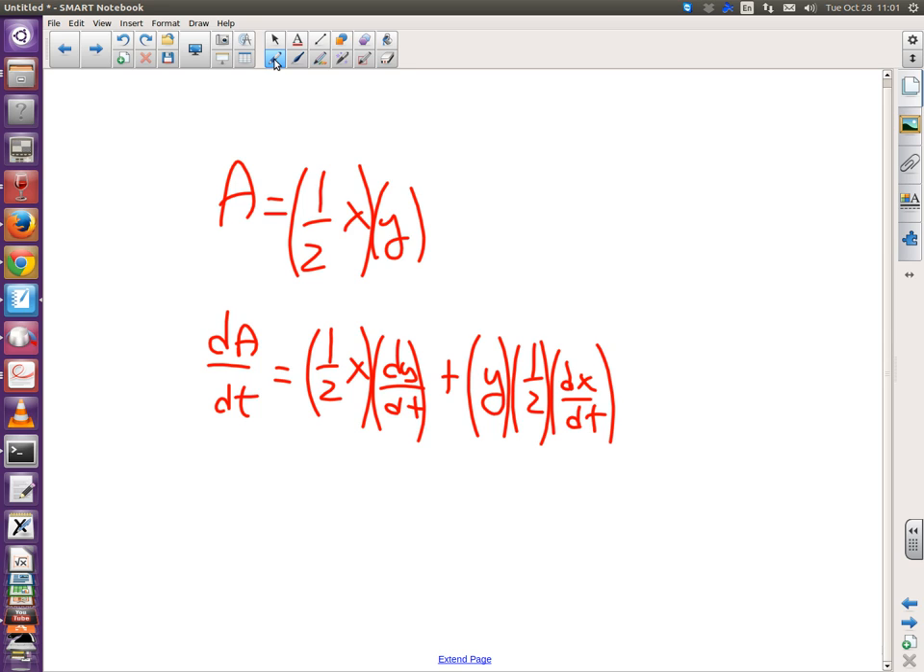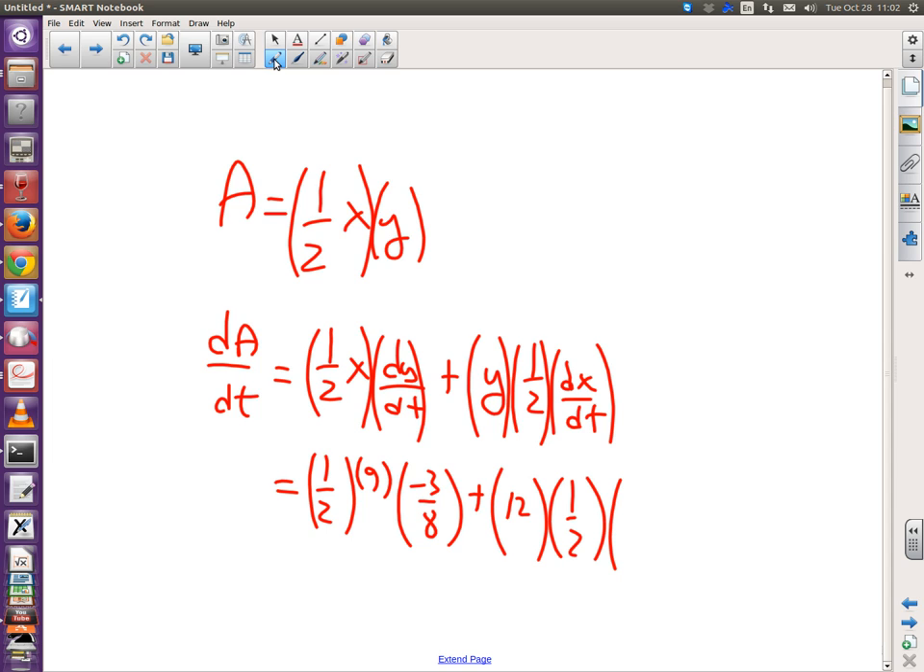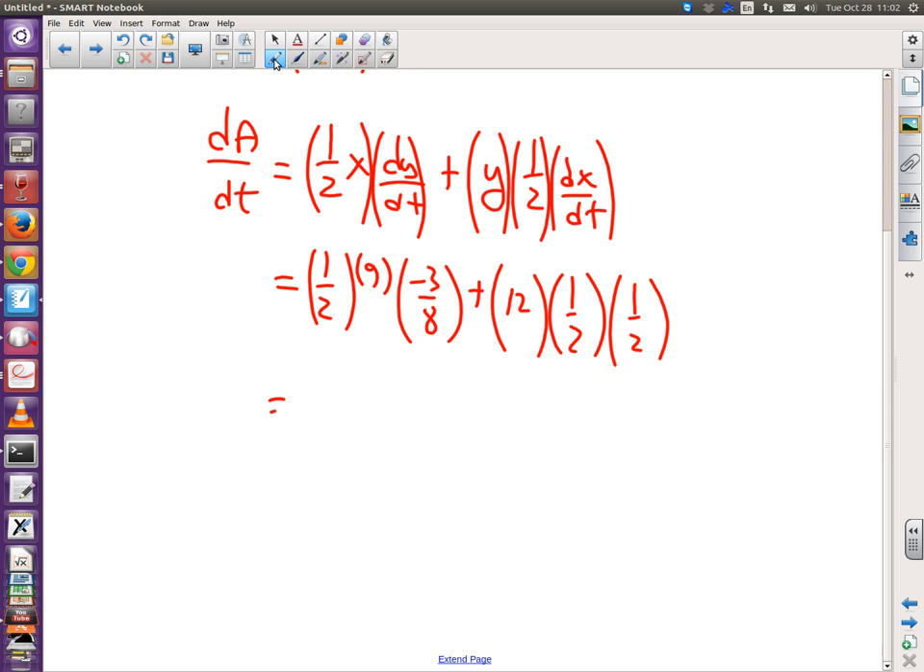And let's plug in what we know. We're trying to find dA/dt. And so what do you get? Well, x was 9, so you got 1/2 times 9 times the dy/dt we just got, which is negative 3/8, plus the y we figured out was 12 times the half, times the dx/dt, which was 1/2 foot per second, positive. All right, just work this out.